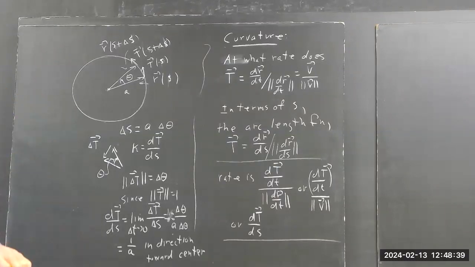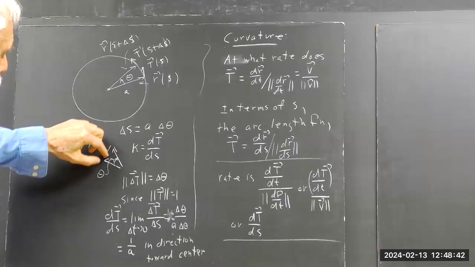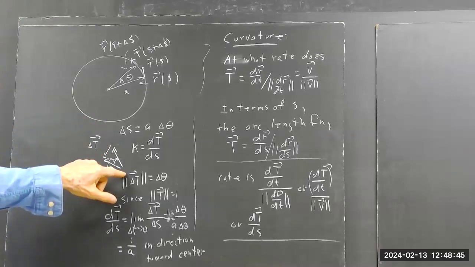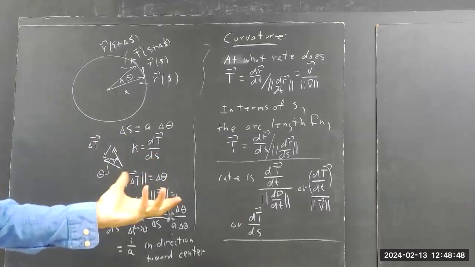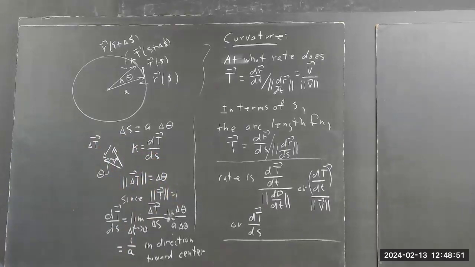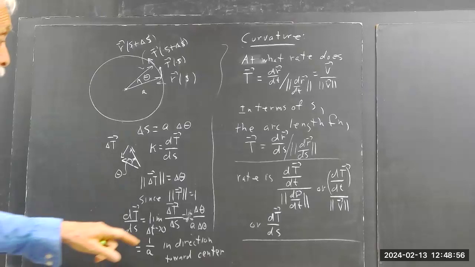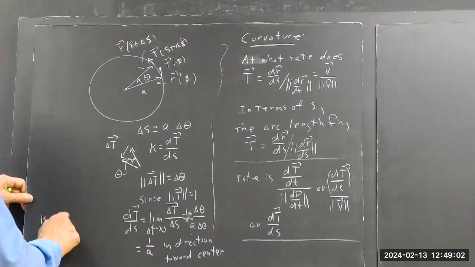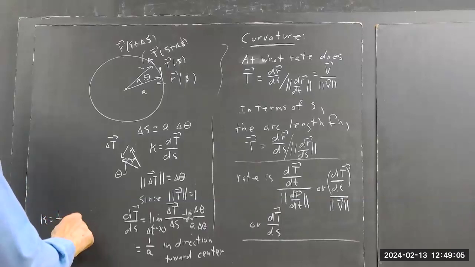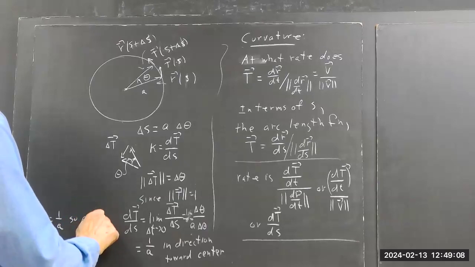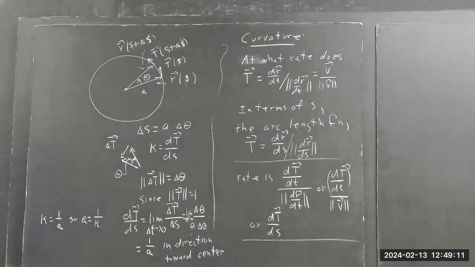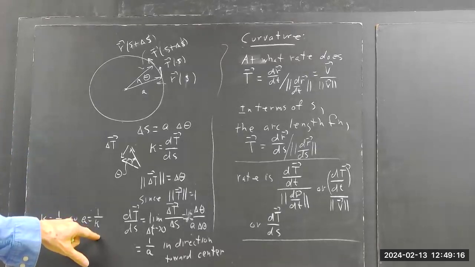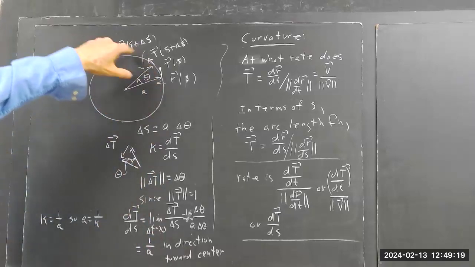Let me say it again. This angle approaches a right angle, so the delta T becomes perpendicular to your T vector. That's a convoluted sentence. That's really all. So it's 1 over a. So we have this kappa, and you have a formula for it. It's just the reciprocal of the radius of your circle.